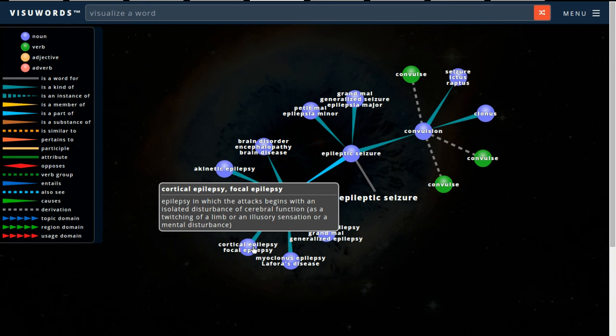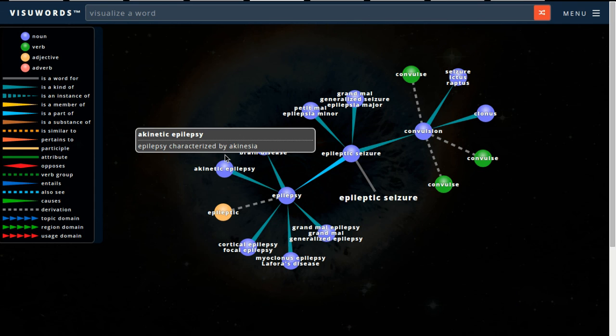Lastly is akinetic or atonic epilepsy. Akinetic literally translates to without movement, referring to a sudden diminution in tone or strength of muscle. These attacks usually last around 15 seconds. The person in most cases remains conscious.